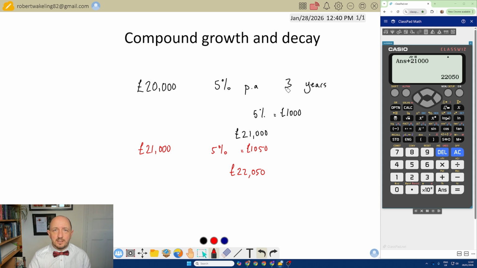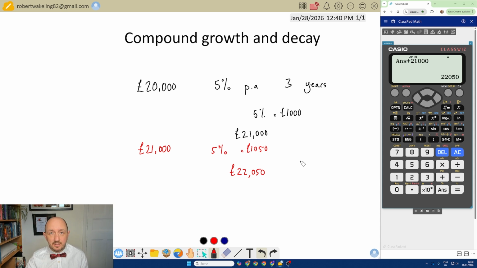If this was a decay question or a depreciation, like a car reducing in value, then instead of adding it on each time, we would just subtract it. So it would be 19,000, and then we would work out 5% of that and take that off and keep repeating the process.